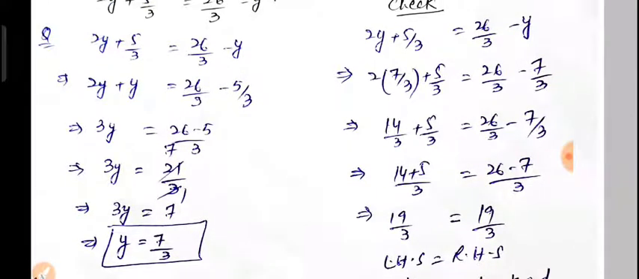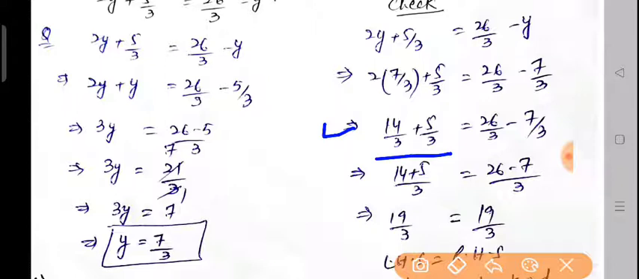So doing the same, in place of y we write 7 by 3, plus 5 by 3 is equal to 26 by 3. In place of y we write 7 by 3. Then do the further calculation. 2 into 7 is 14, divided by 3, plus 5 by 3, is 26 by 3 minus 7 by 3.